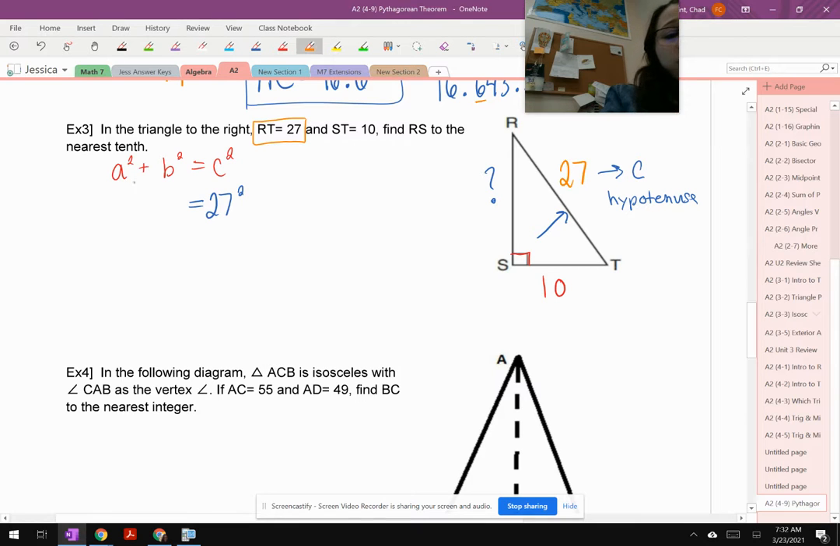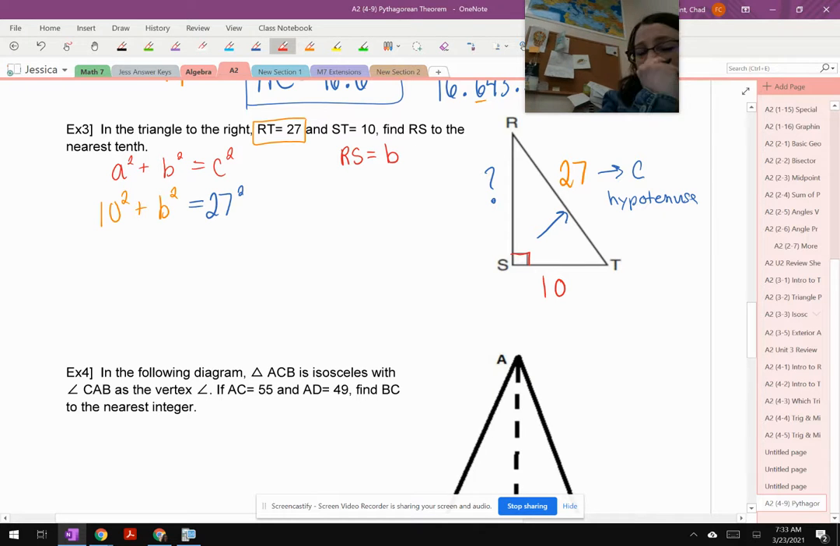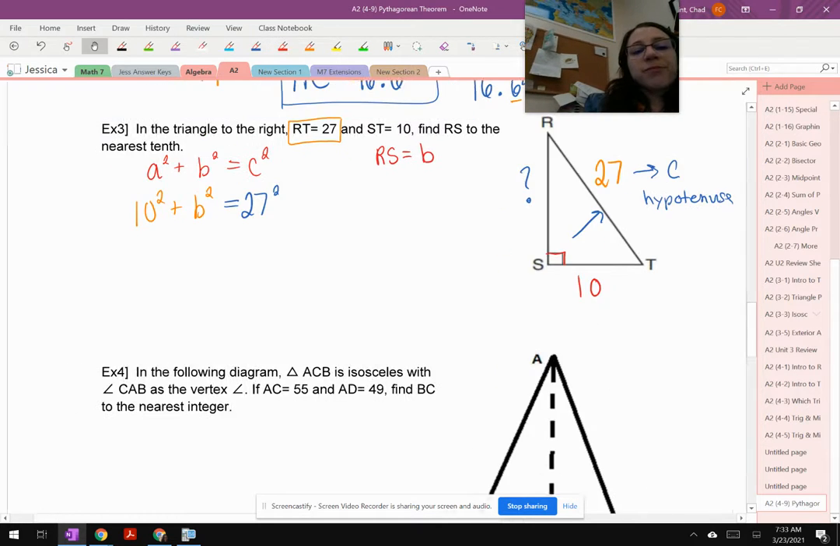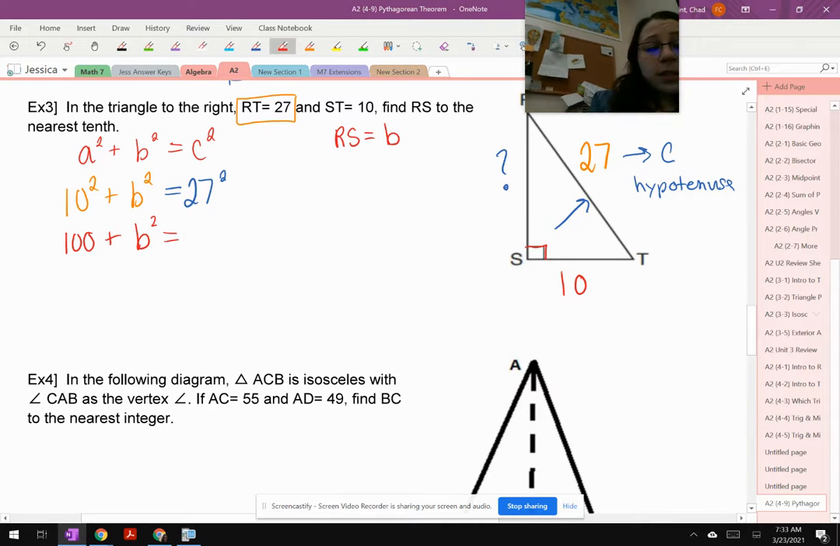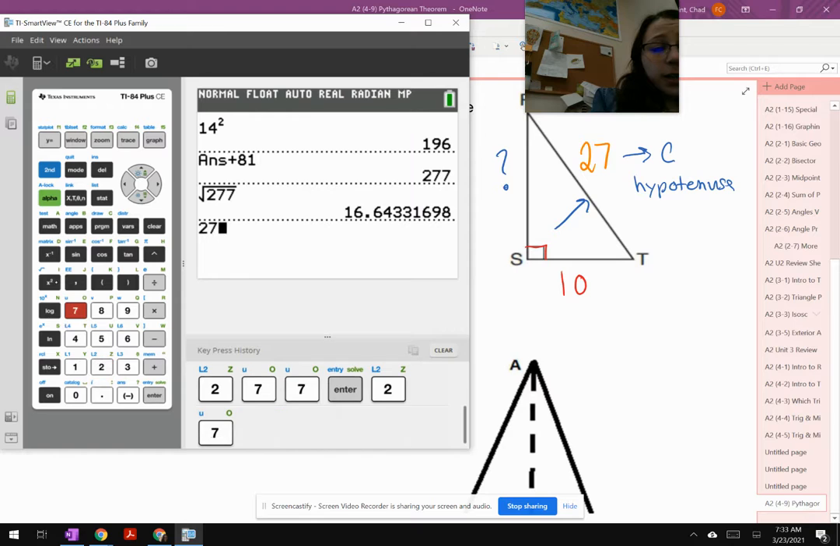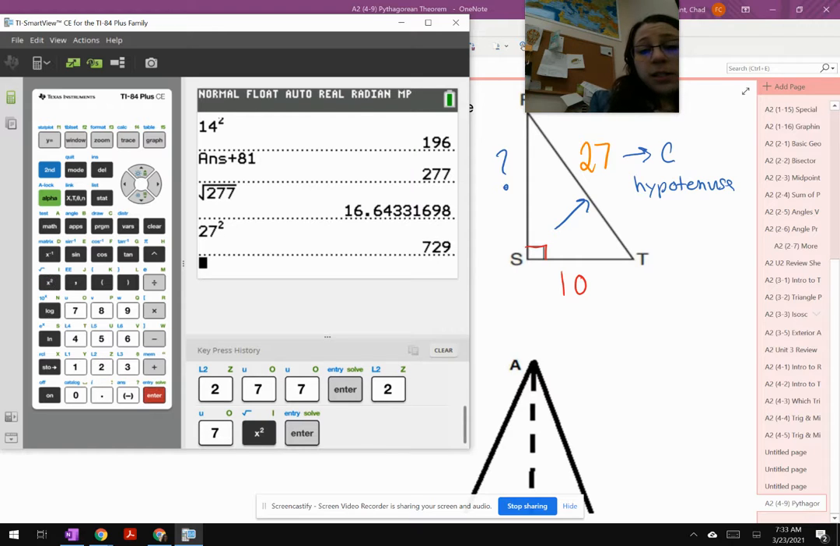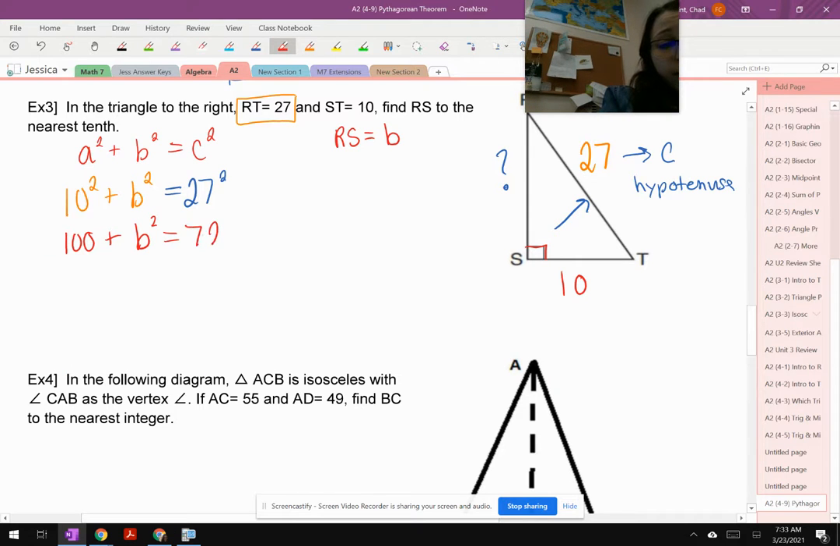And then ST is just one of those. It doesn't matter. I'm going to put it in as A so that we can find B squared. So we're going to say that RS is going to be equal to B in this situation. All right, so mathing, right? 10 squared is just 100 plus B squared, right? That's what we're looking for. 27 squared is not something that I know off the top of my head. 729.